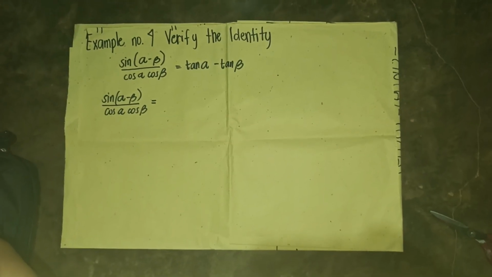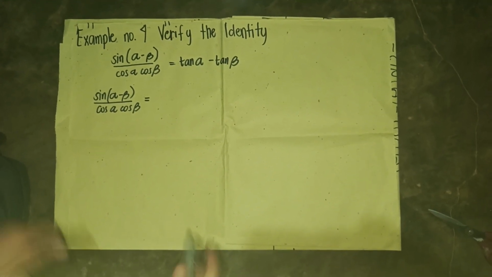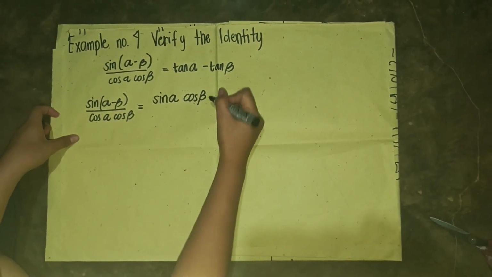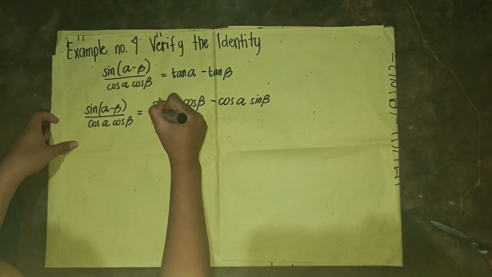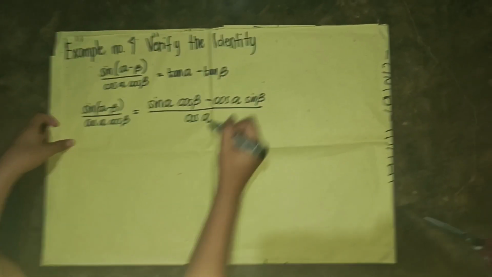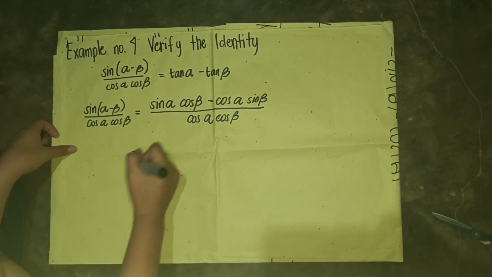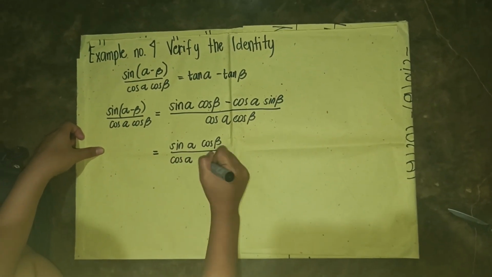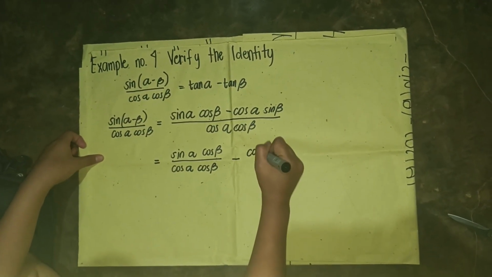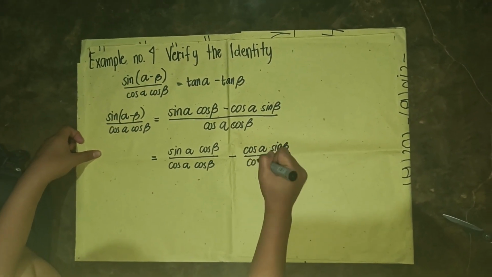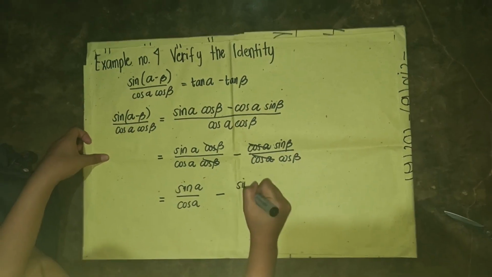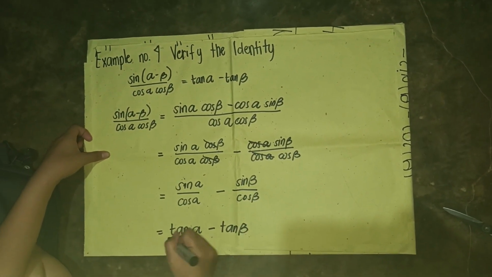Sine of alpha minus beta over cosine alpha times cosine beta is equal to tangent alpha minus tangent beta. To solve this, we begin with the left side. So first, we use the difference formula for sine. And then, we rewrite the expression by separating each term in the numerator. And after that, we simplify. Therefore, the identity is verified.